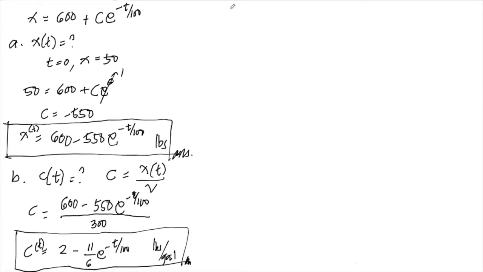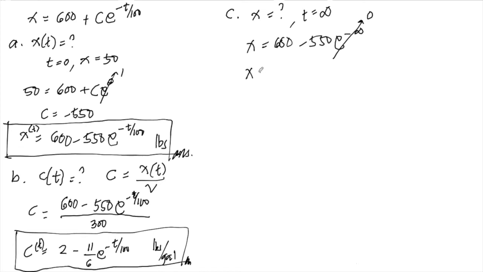Now for letter C, what is the limiting amount? So x if time is equal to infinity. Using this expression, x is equal to 600 minus 550 times e raised to negative 1 over 100 times infinity, which is negative infinity, and e raised to negative infinity is 0. So the second term becomes 0. So the limiting amount is 600 pounds.